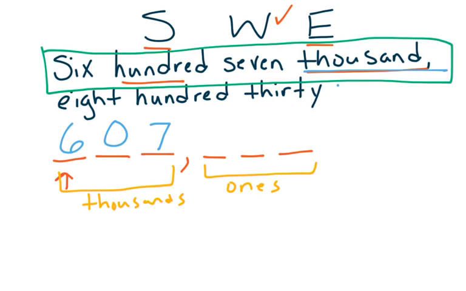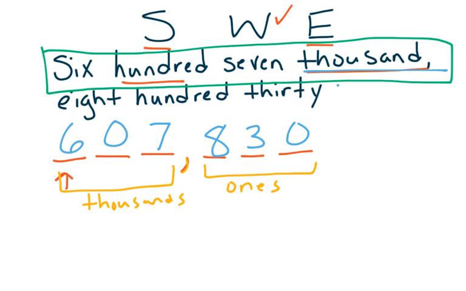607,000. I'm going to read that period and read that comma and say the period name. 607,000. So that's my first part. Now I can move on to my ones period. I have 830. So I'm going to go ahead and fill that section in. 830. What does that part of that number look like? 800. 8's in my hundred place, and my 3 would be in my tens place, and 30.